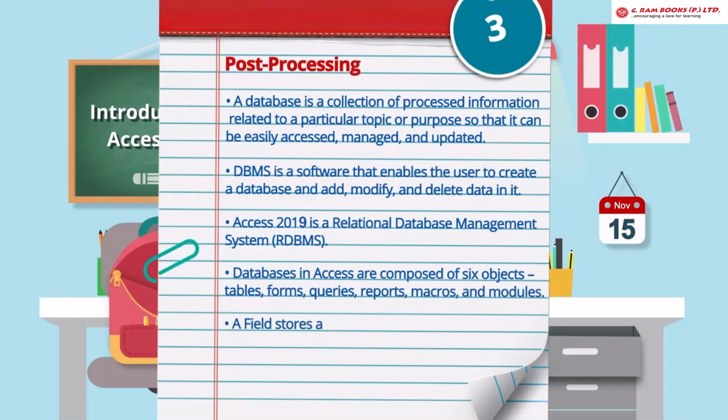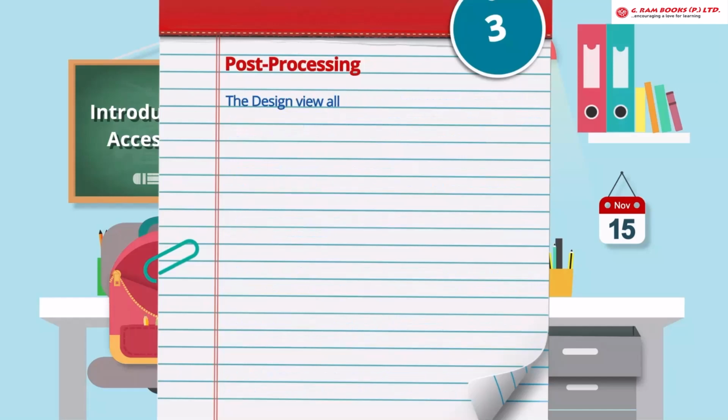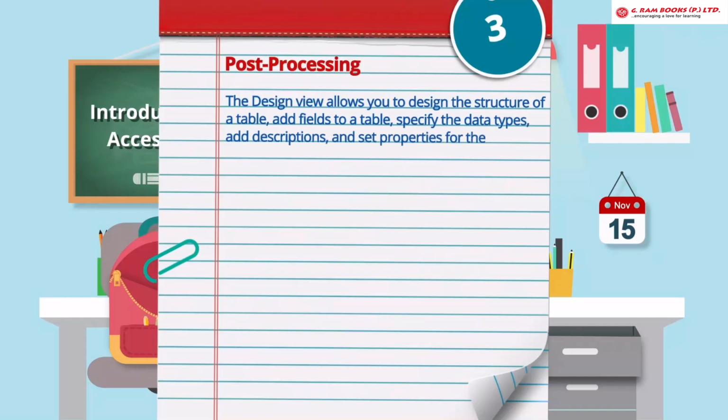A field stores a single value for an entity, while a record contains data about one instance of an entity. A table can be created in Access using the Datasheet view or the Design view. The Design view allows you to design the structure of a table, add fields to a table, specify the data types, add descriptions, and set properties for the fields. A primary key is a field or set of fields with values that are unique throughout a table and is used to identify records in a table.